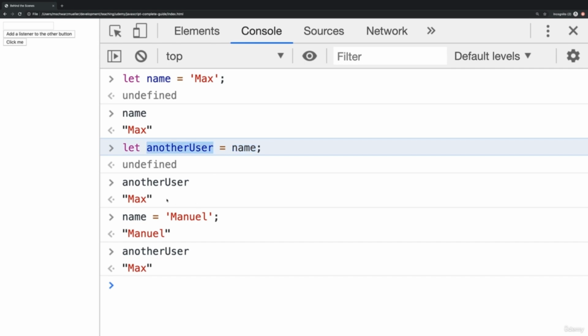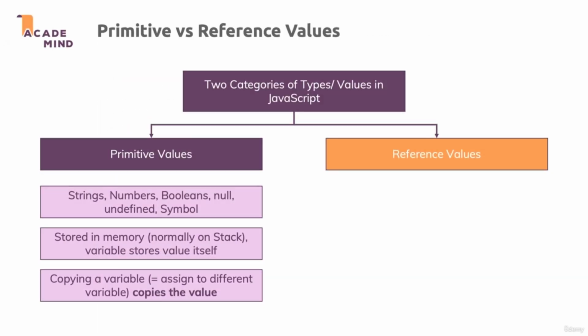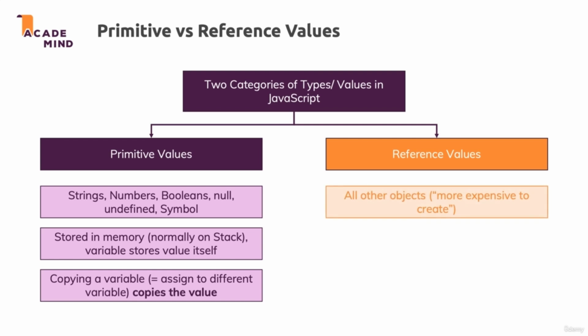And if that would be the case, then changing variable 1 should also impact the value stored in variable 2 because they're effectively both pointing at the same value. But that's not what's happening with primitive values. Instead, there a real copy is created. So that's the behavior for primitive values. Now you can probably already guess what the behavior for reference values will be, but let's still have a look. What are reference values to begin with? Well, all other objects, or generally all objects in JavaScript.